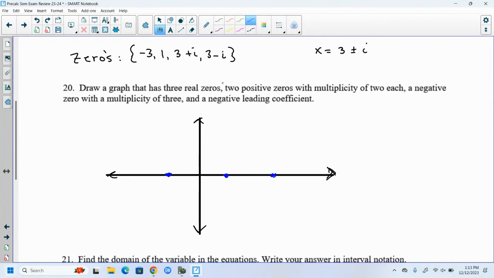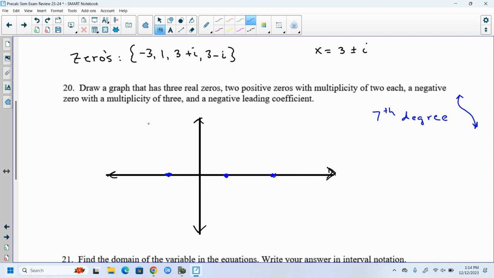Let's take a look at the overall degree. The 2 positive zeros have a multiplicity of 2 each. That has to do with their degree, so they're both degree 2, which means I have a degree 4. Negative zero with a multiplicity of 3. So that means I have a 7th degree, and since it has a negative leading coefficient, it will go from positive to negative. And a multiplicity of 3 is the negative one. I come to that first.